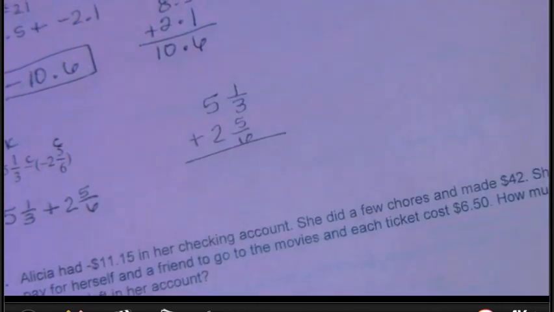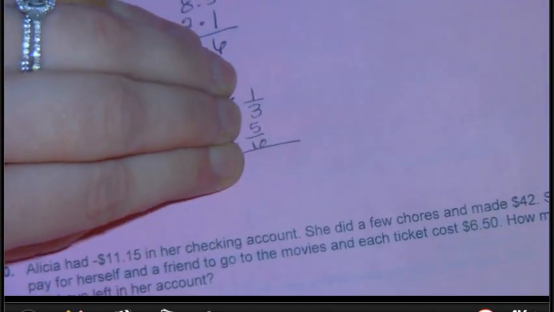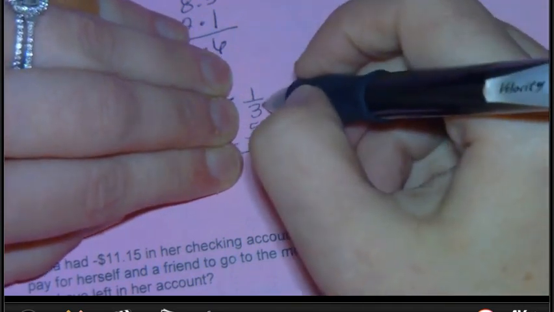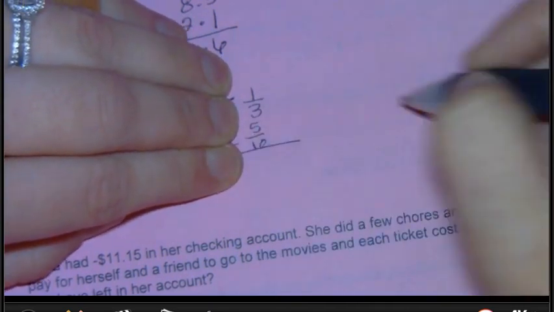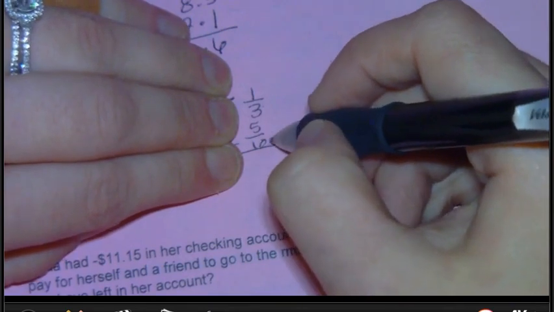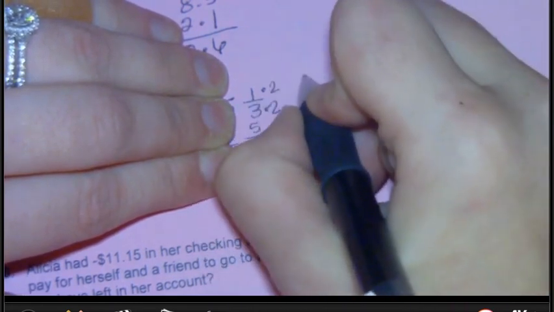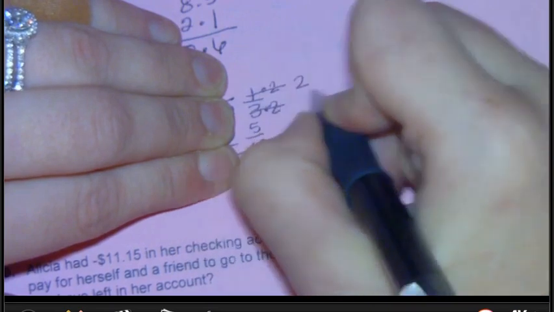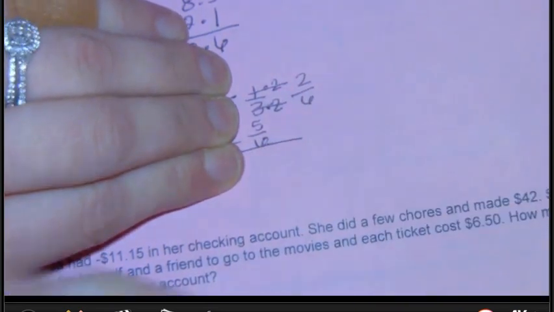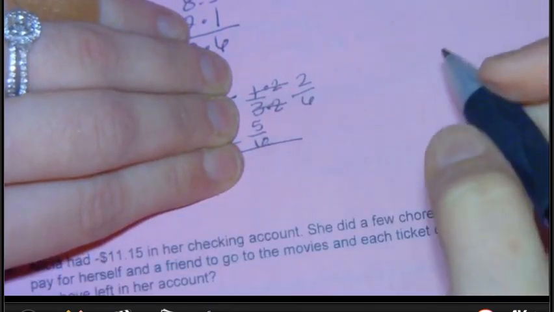All right, so let's line up our fractions. 5 and 1/3. Let's actually stack them. And 2 and 5/6. And we are adding these. So when you stack your fractions, remember we have to add our two small fractions first. So 1/3 plus 5/6. Well, I can't add these two yet. I have to find a common denominator, and it looks like 6 is common between 3 and 6. So I'm going to multiply by 2. So I'm going to have 2/6. Now I can add 2/6 and 5/6.